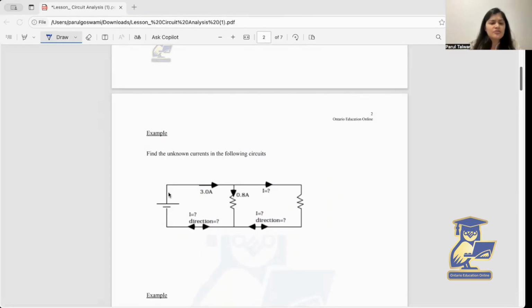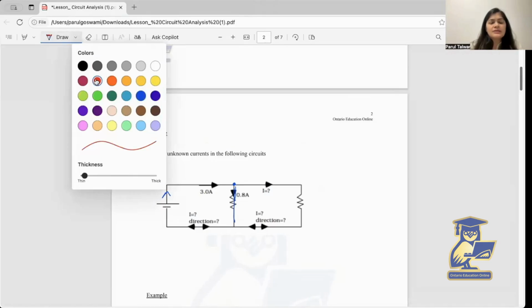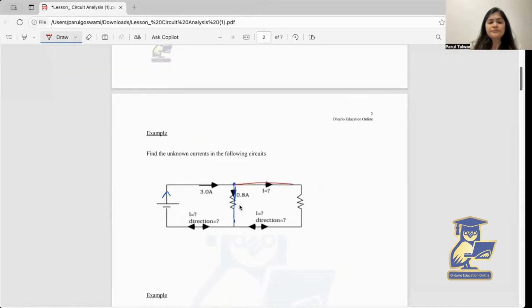let me draw the direction of the current. From the positive terminal of the battery, the current will start moving. It will go into this branch, and this current is 3 ampere. And here is a junction, because this is the point where the current will have 2 pathways to go, one through this wire, and another through this wire. In the blue wire, the current flowing is 0.8 ampere. So out of 3 ampere, 0.8 ampere will flow through this wire.